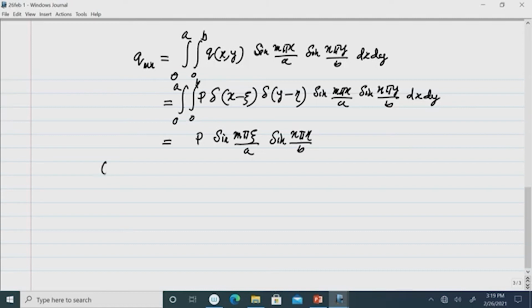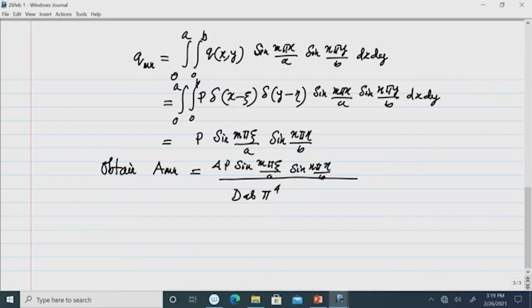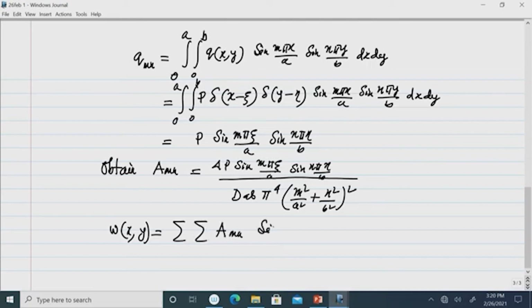Now, once Q_mn is obtained, obtain A_mn. A_mn is given by this as 4P sin(m pi xi by a) sin(n pi eta by b), divided by D a b pi to the power 4 times (m square by a square plus n square by b square) whole square. After getting A_mn, we obtain the deflection function w(x, y) as the double summation of this A_mn sin(m pi x by a) sin(n pi y by b), and you put the indices for summation. So, this is the procedure for handling the concentrated load on the plate.